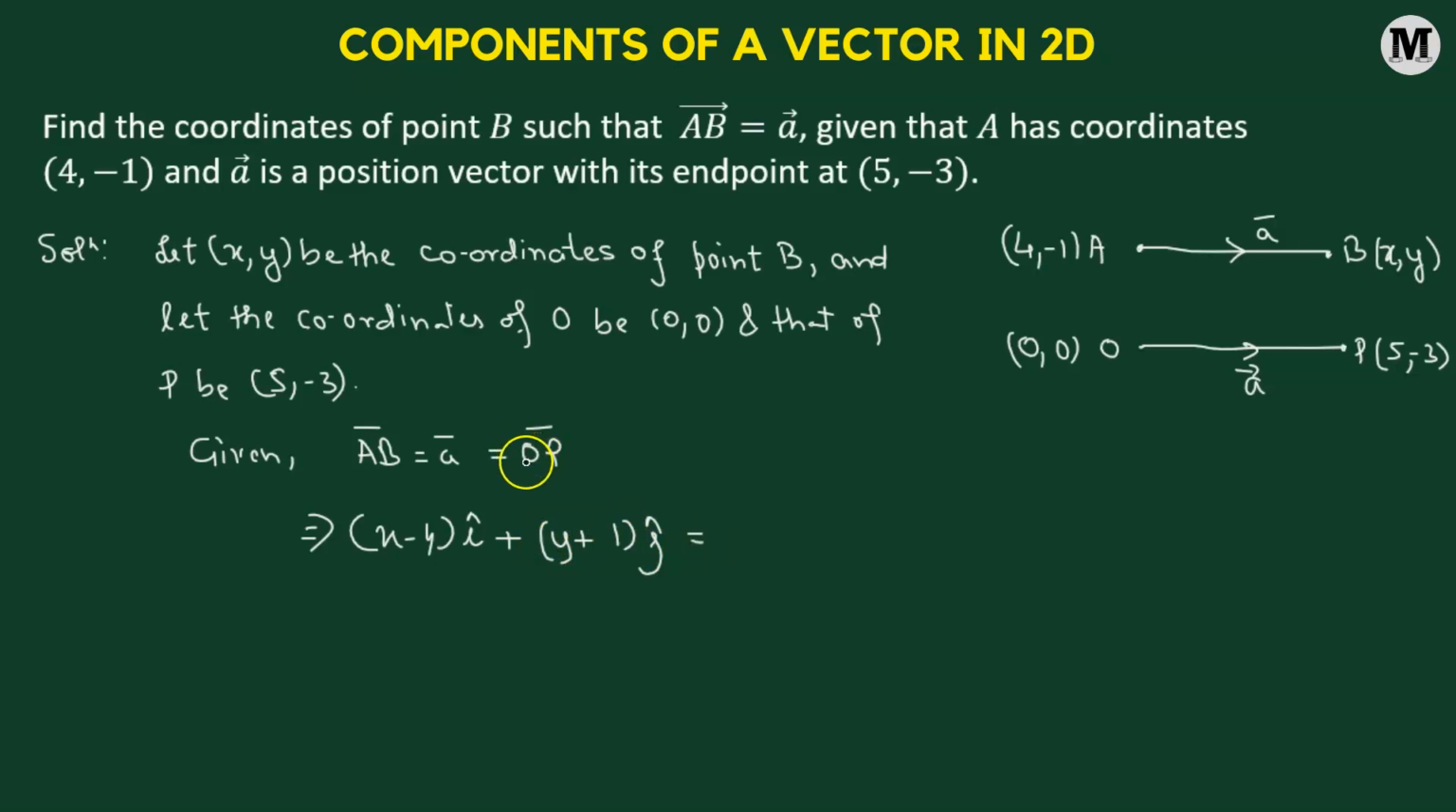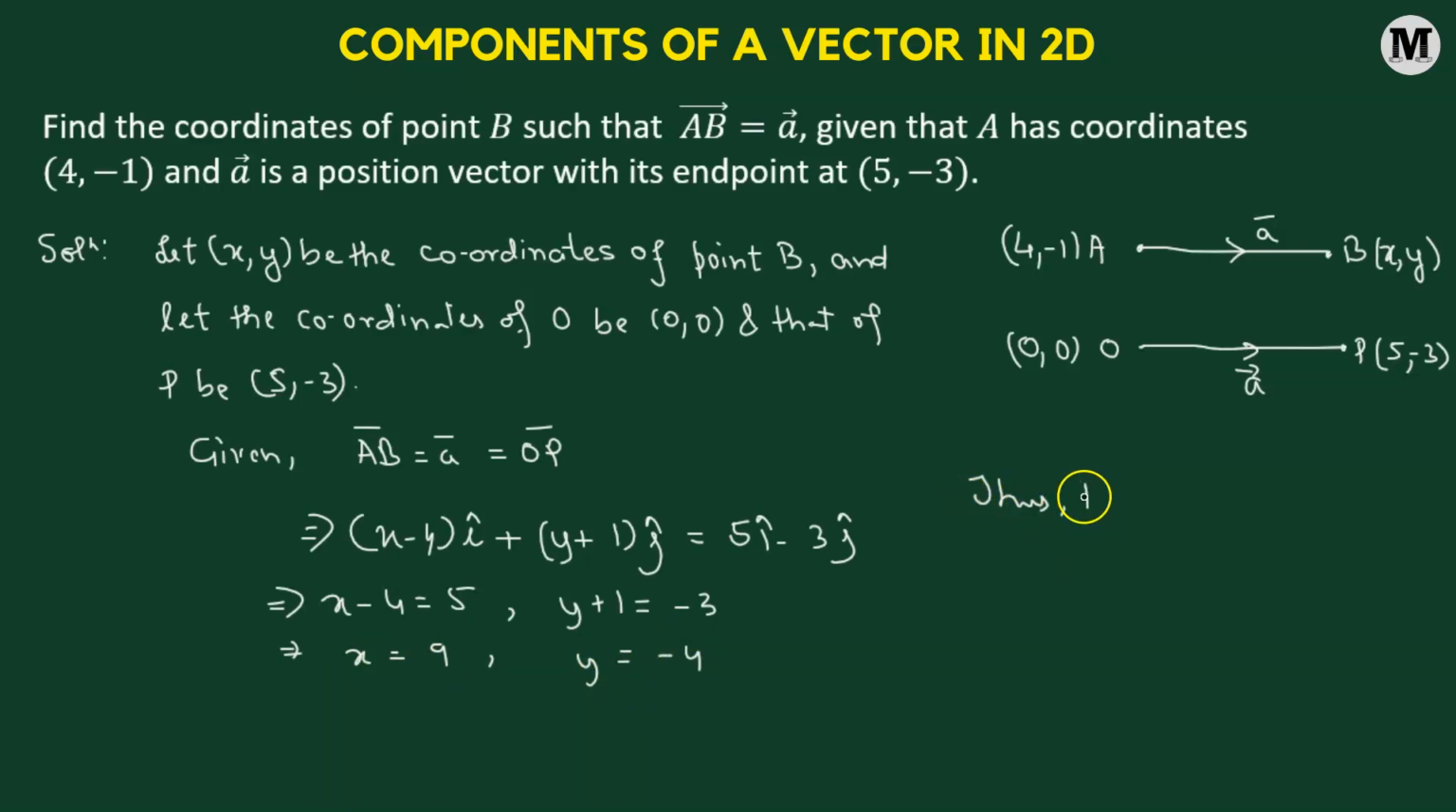And this is going to equal vector OP. Since O is the origin and P has the coordinates (5, -3), OP is simply 5i cap minus 3j cap. Now we can compare both sides, and that gives us x minus 4 equals 5 and y plus 1 equals -3. Solving, x is equal to 9 and y is equal to -4. So we have successfully obtained the values of x and y. Thus, the coordinates of point B are (9, -4).